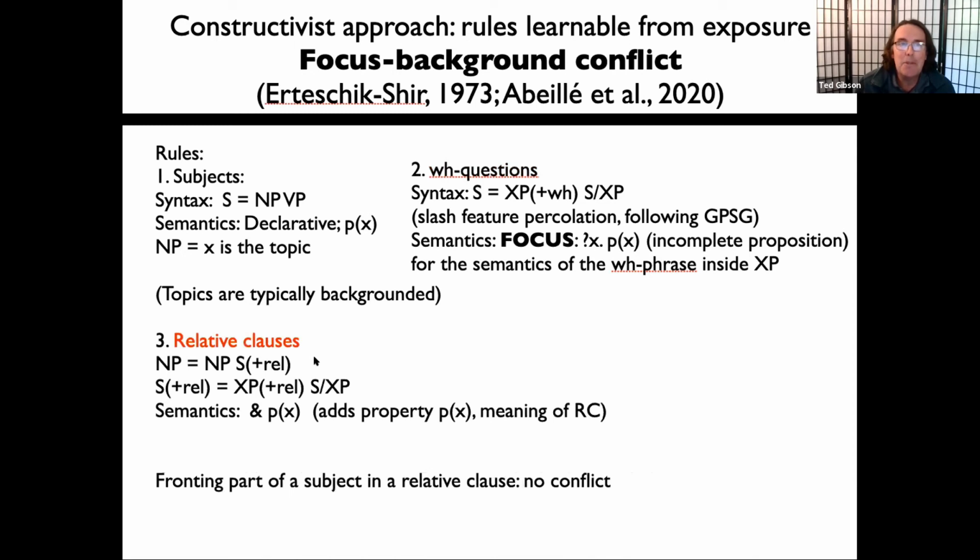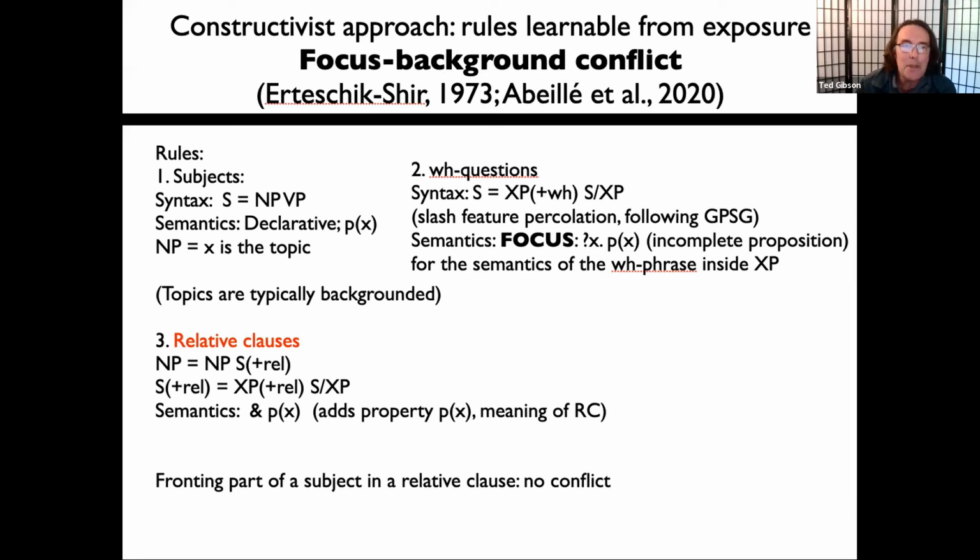And in relative clauses, there's some form here and a meaning associated with that. We just don't have a focal meaning in a relative clause. The meaning of a relative clause is to add this property P of X to the meaning of the head noun. We just don't have a conflict here. We're not trying to get that information from the listener.